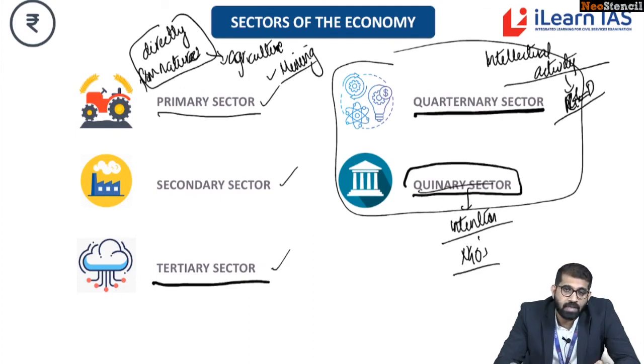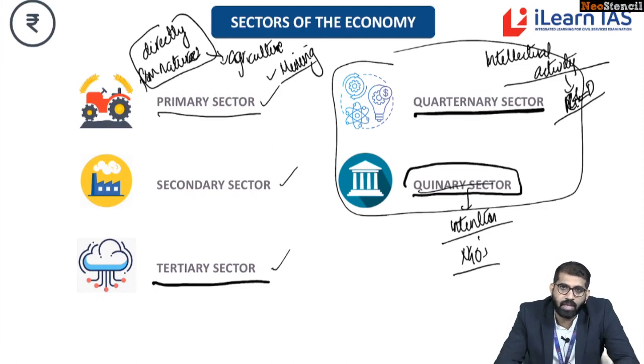Now take the case of the services carried out by the district collector. The services by the district collector are not based on earning profit. They don't want to earn profit. Instead, they want to serve the people, right? Take the case of government doctors. The entire government sector can be considered part of the quinary sector because all the provision of services is for serving the people.